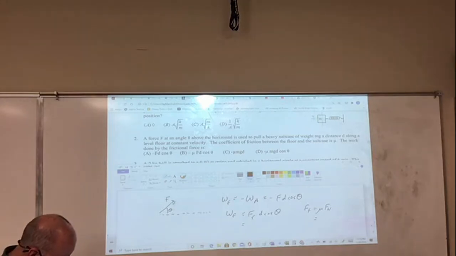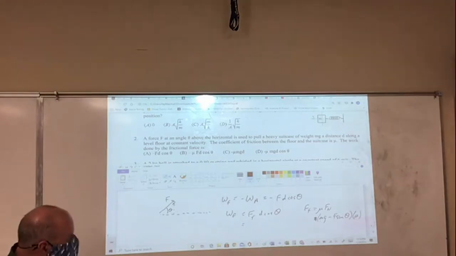Yeah. So we have an angle. So it would be mg minus the vertical component of force, times mu. So that's what that would be? Yeah. So if we tried to figure it out that way, we could too, okay?